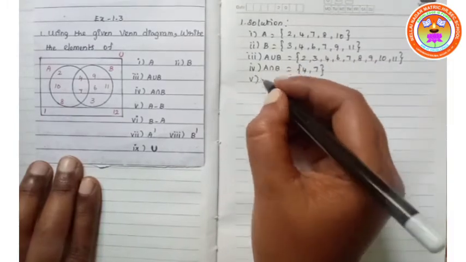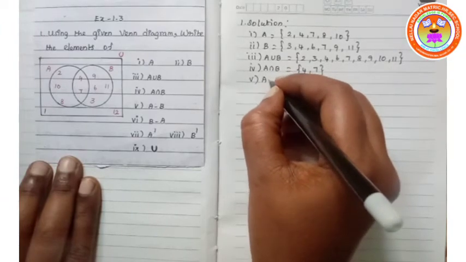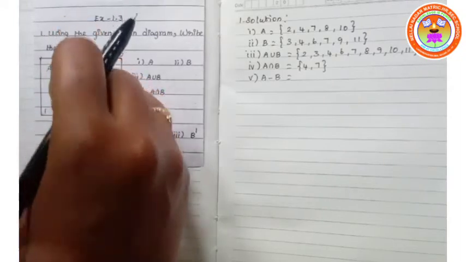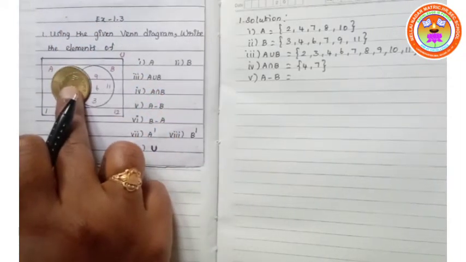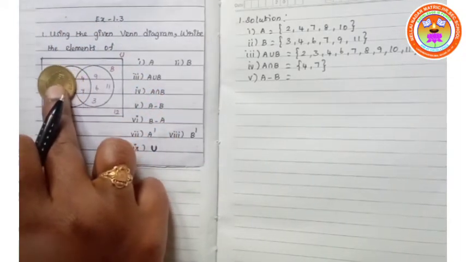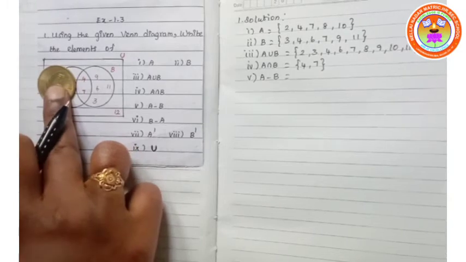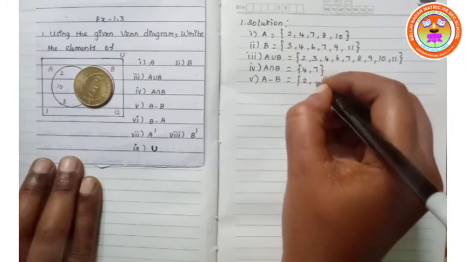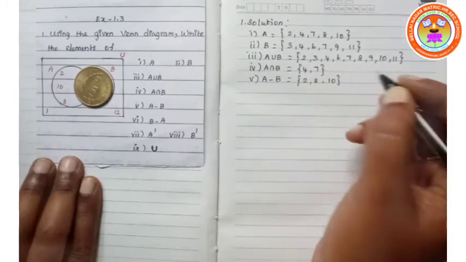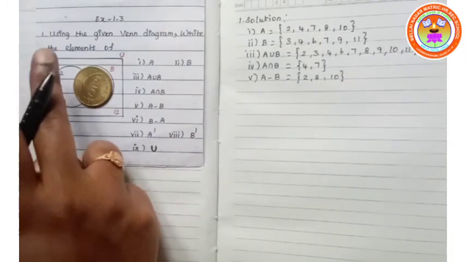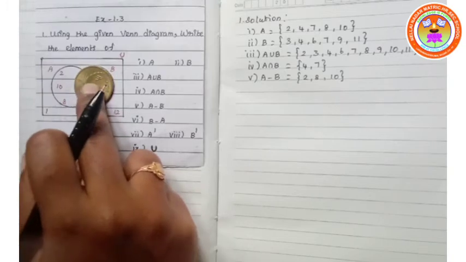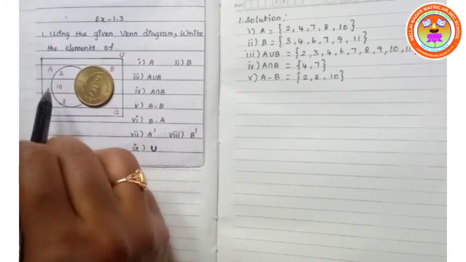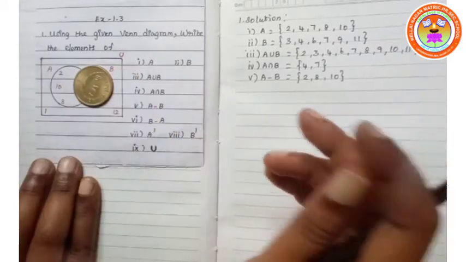Now, fifth subdivision, A minus B. So, listen. This is the circle A. So, in that circle, you have to eliminate the portion of B. So, what are the remaining? 2, 8, 10. So, A minus B means from A, you have to eliminate B fully. So, what are the remaining? 2, 8, 10.